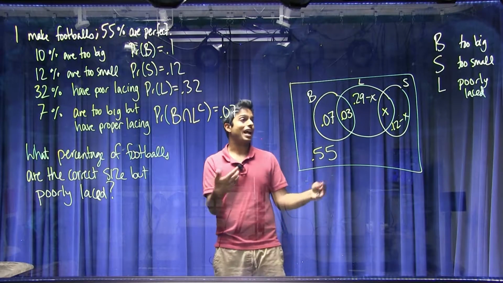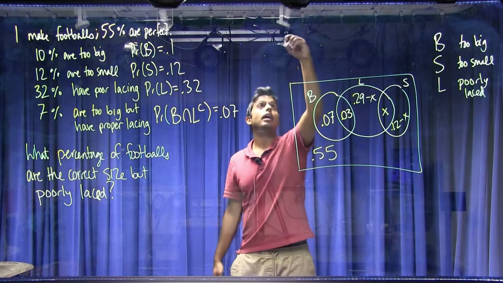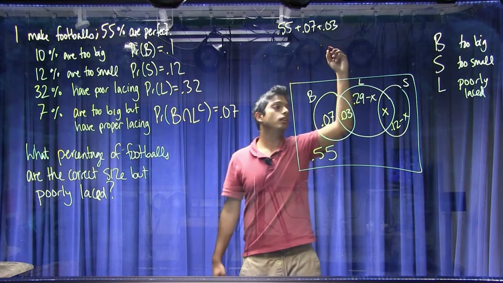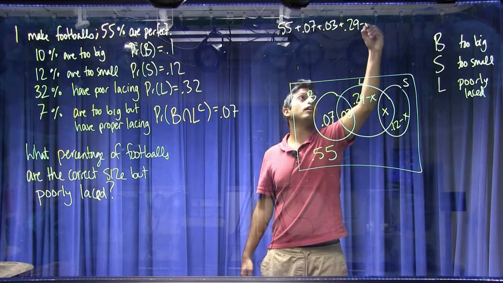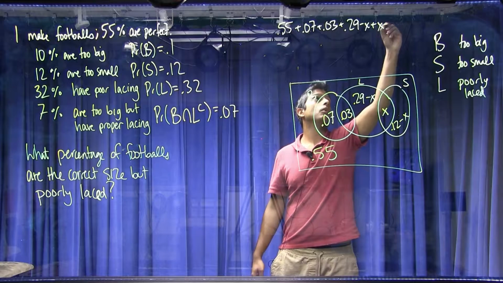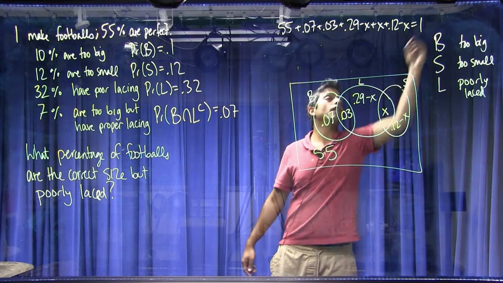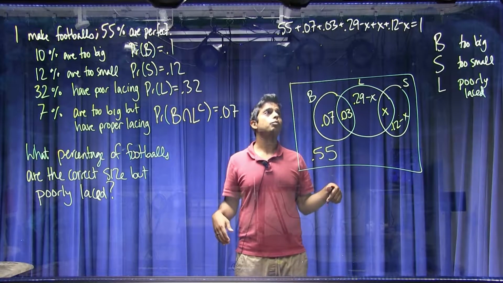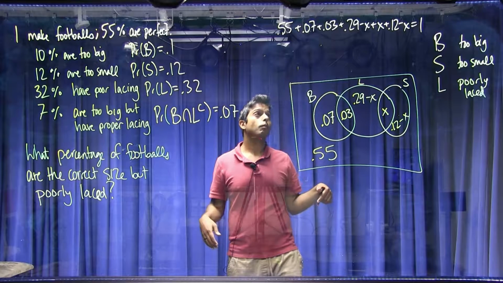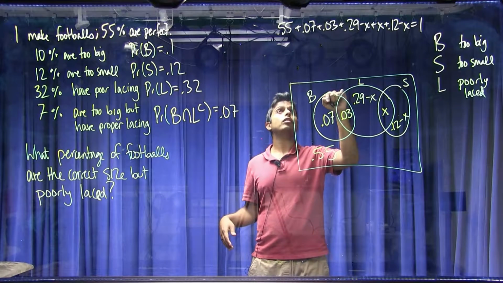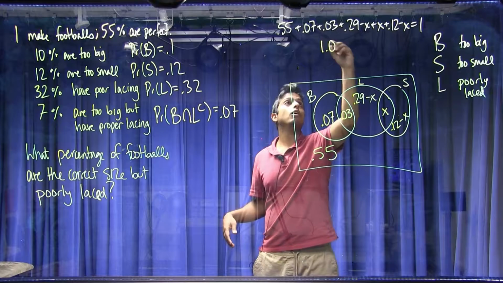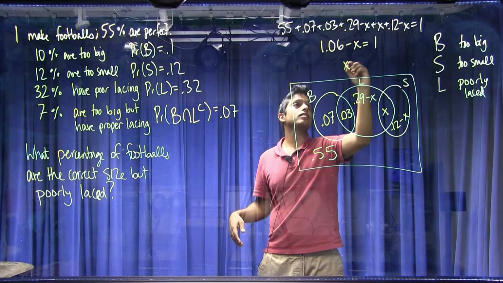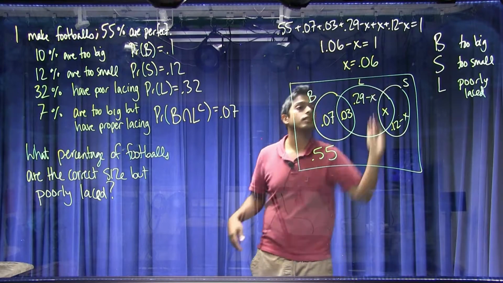We know all these numbers have to add up to 1. All right, so if I add them up, I get 0.55 plus 0.07 plus 0.03 plus 0.29 minus X plus 0.12 minus X, and all of that equals 1. All right, so we combine our like terms, and if I'm doing this properly, I get 1.06 minus X is equal to 1, or in other words, X is equal to 0.06.